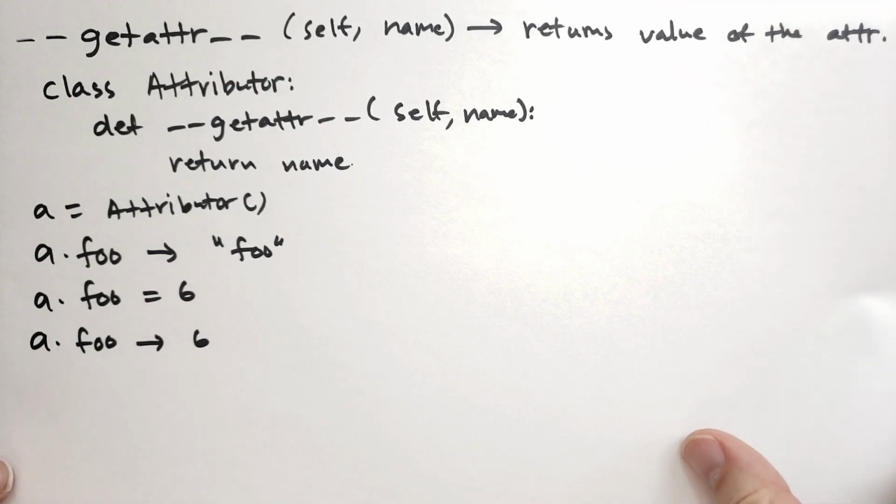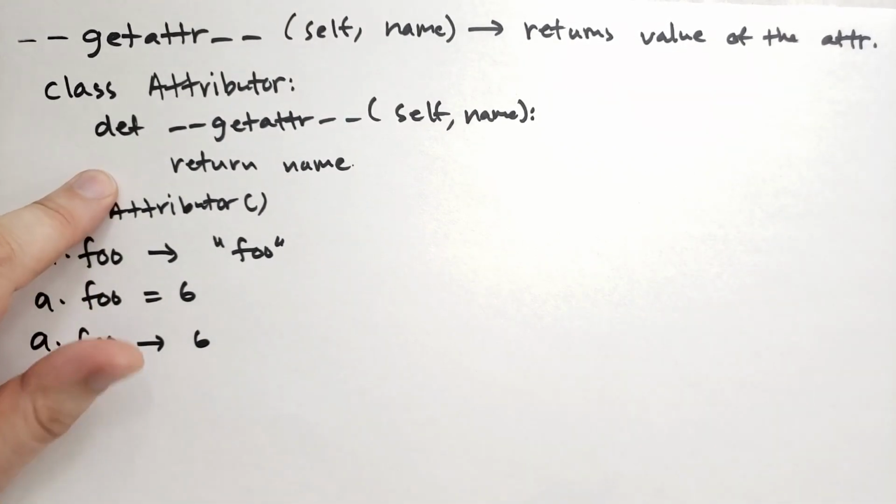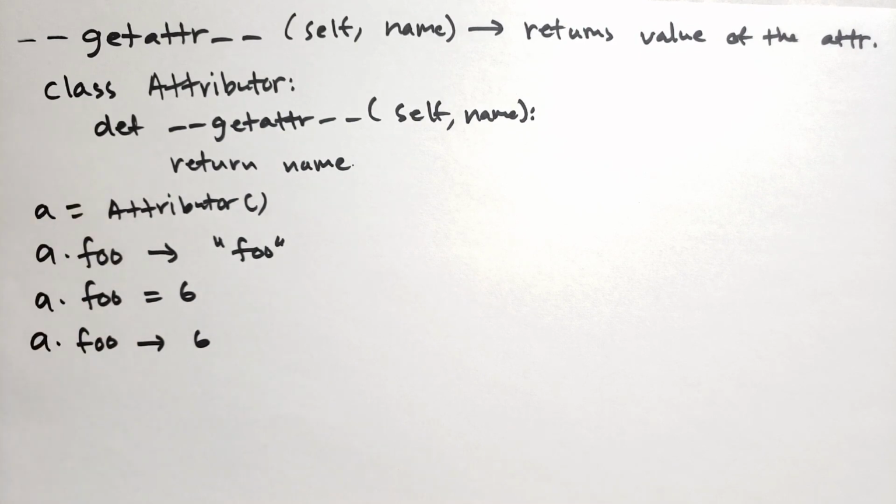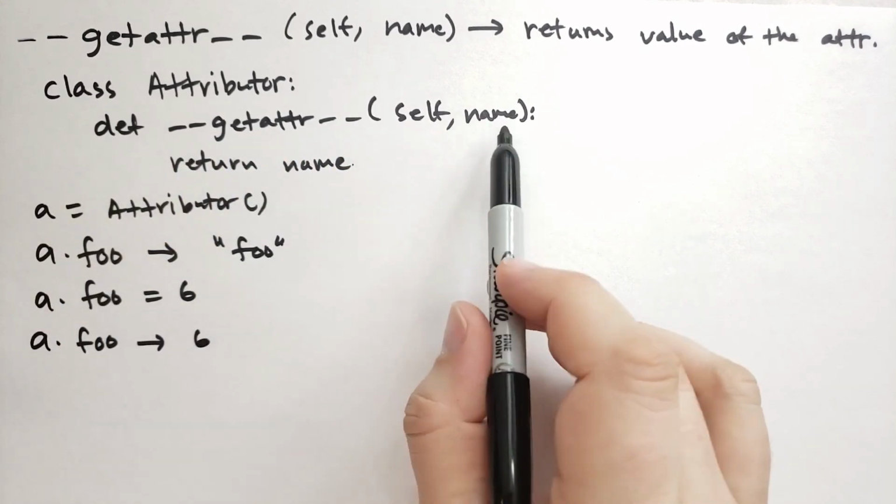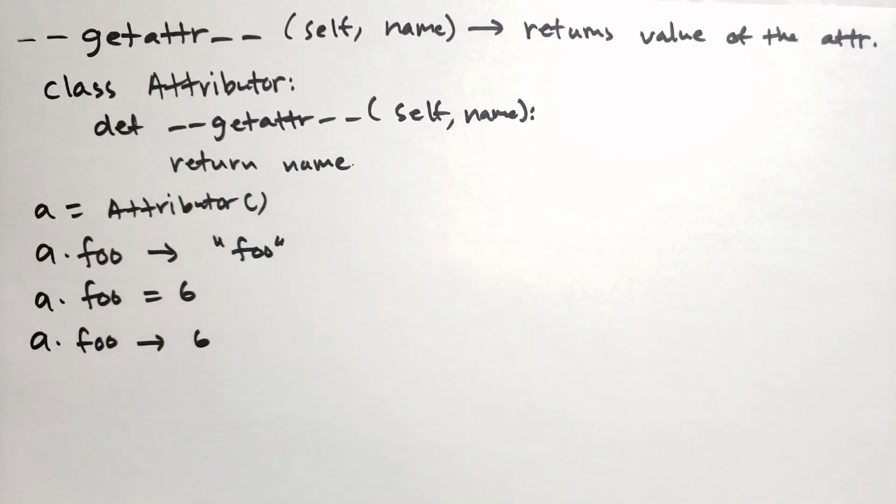It's a fairly special method. I use it occasionally, especially with indefinite attributes where I don't know what attributes are going to exist. For instance, if I were to write my own attribute dictionary, I would define a getAttr that would look up the name in the dictionary to see what that value is supposed to be.